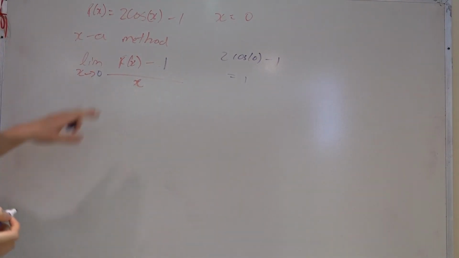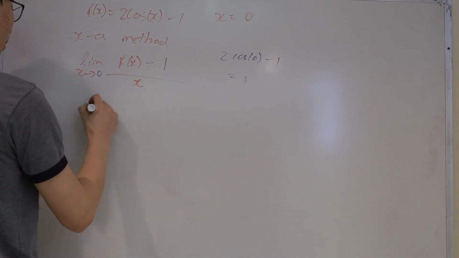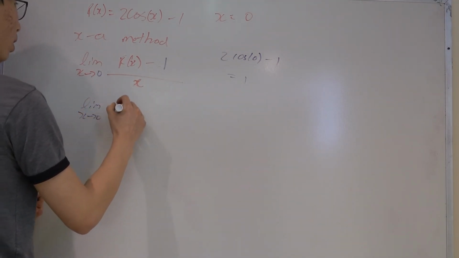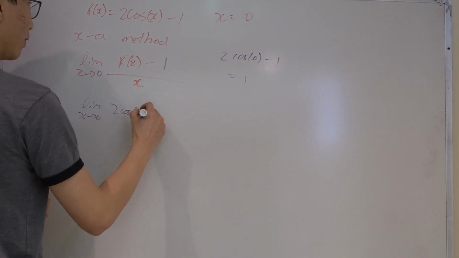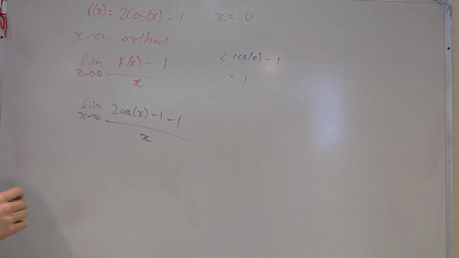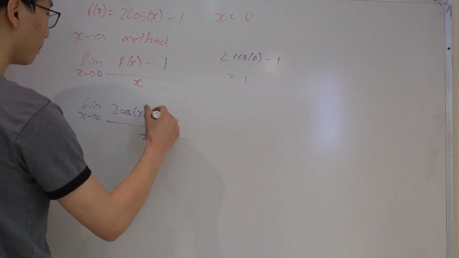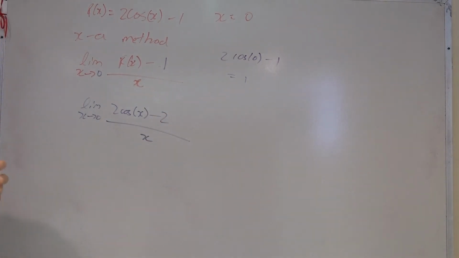Okay? f(x) is equal to 2 cosine x minus 1. So that means we have the limit as x approaches 0 of (2 cosine x minus 2) all over x. Okay? Doesn't work out as nicely as it did last time, but that's okay. We're going to go through it anyways. Now, the next thing you can do is, 2 times minus 1 is minus 2. Okay? And that's about all that I can see would be helpful.